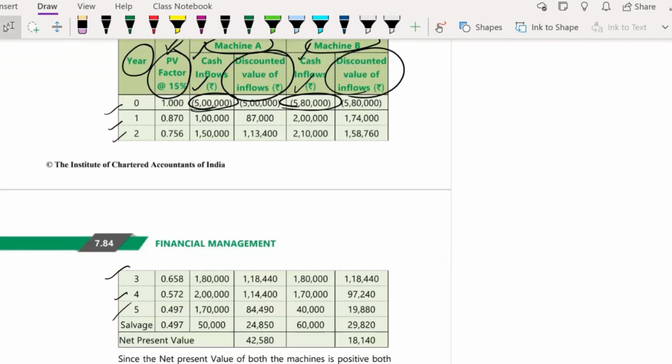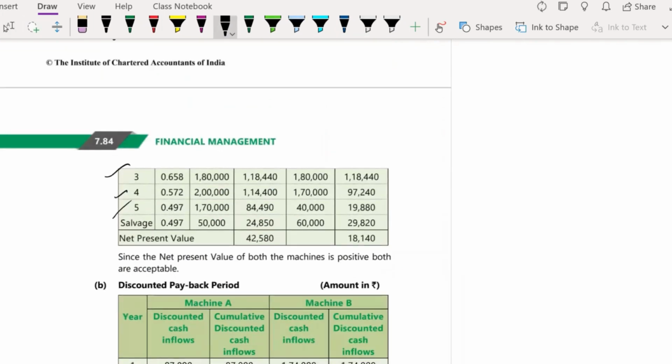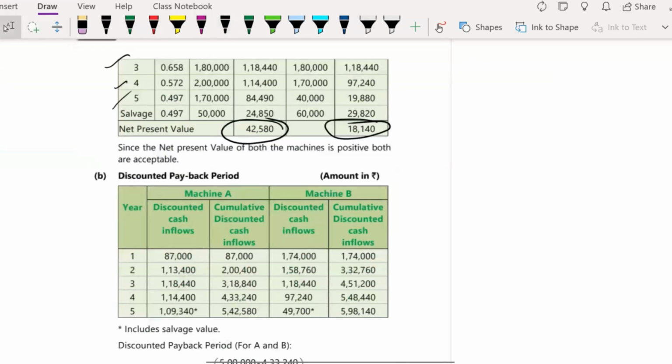So like that, if you find your NPV, the net present value of machine A will be 42,580 and the net present value of machine B will be 18,140. Now, which machine should you prefer? Here, since the NPV of both machines is positive, both machines can be taken. Depending upon the management's decision, they can undertake either machine. Both are positive NPV only.